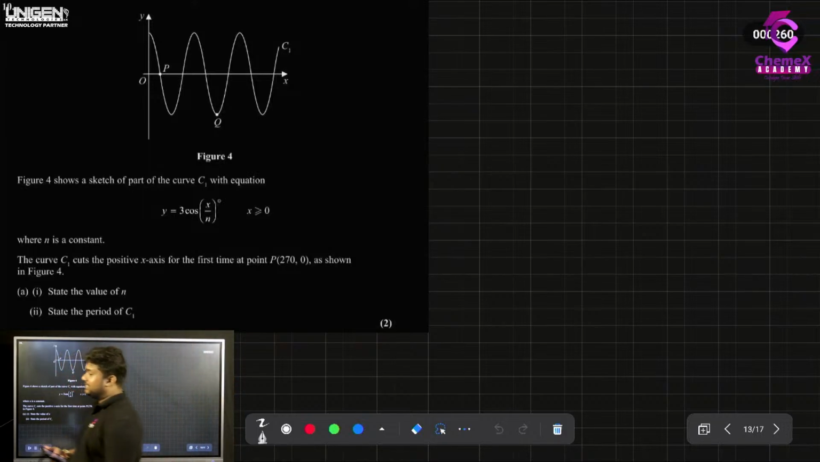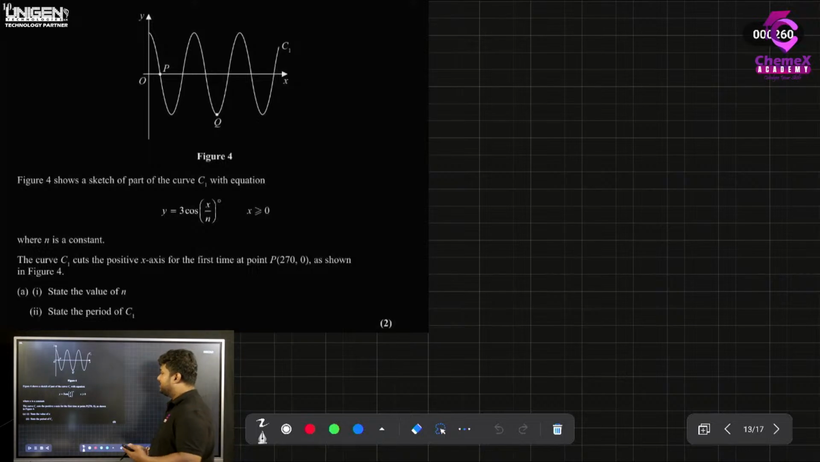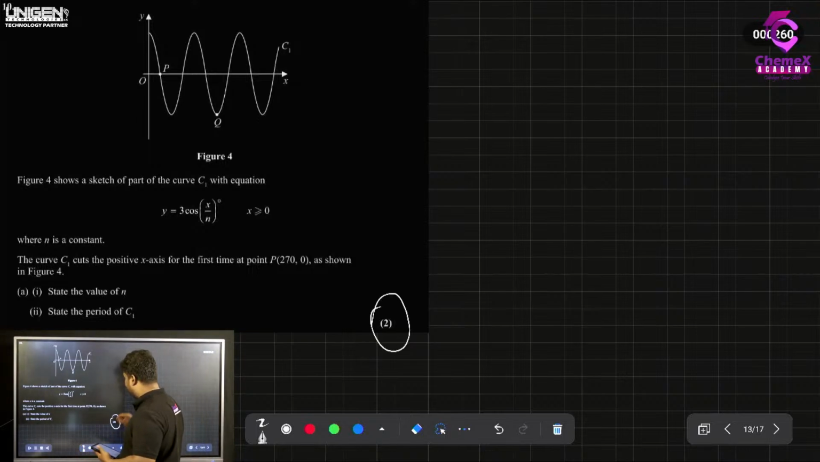What is this? A graph. So these are like small mark questions though. 2 marks. So state the n.